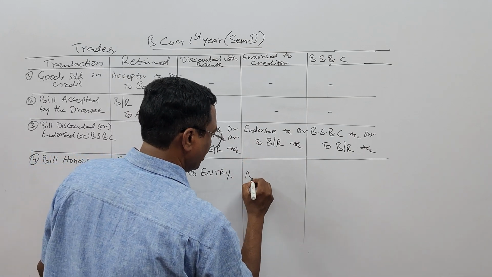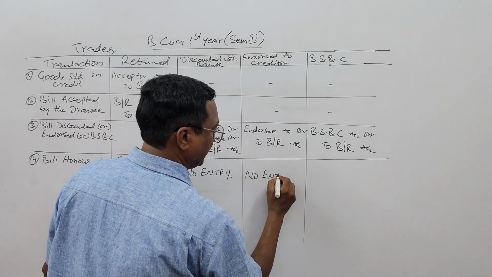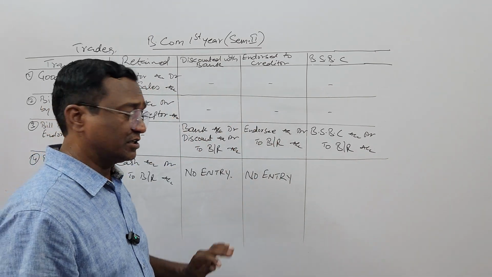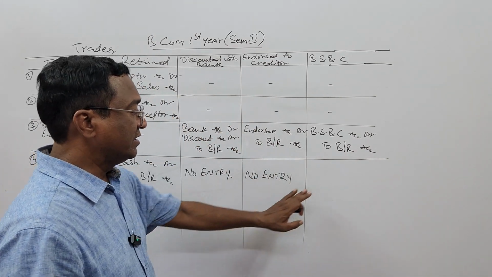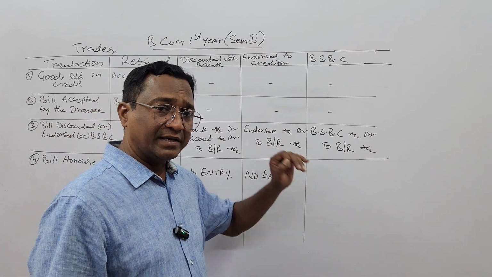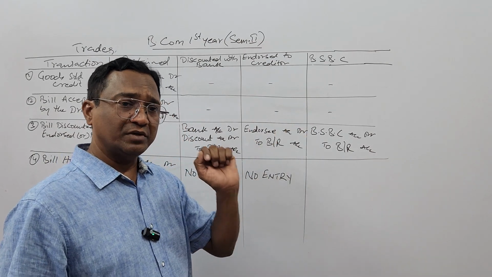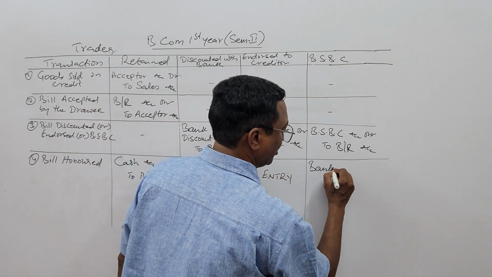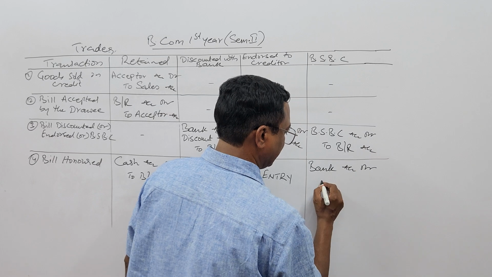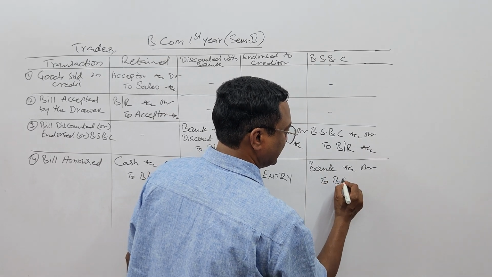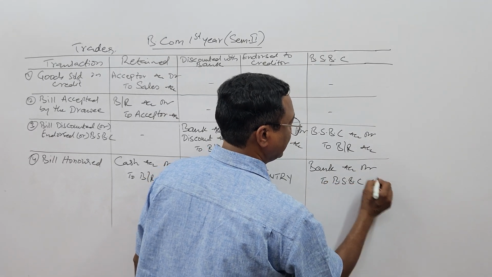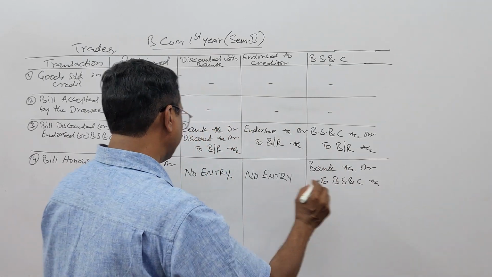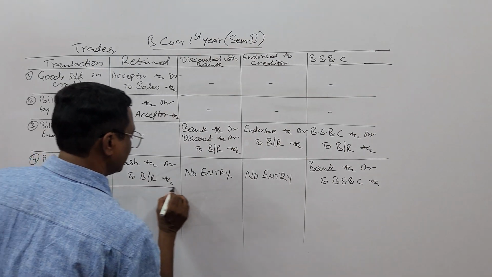So here also no entry because customer directly pays to the creditor. So no entry in this case also. In this case, bank is collecting from the customer. So customer paid the money. So bank receives it. So our bank account, the trader's bank account will increase. So bank account debit to bill sent to bank for collection. We will cancel this bill sent to bank for collection by crediting it. So these are the entries in case a bill is honored.